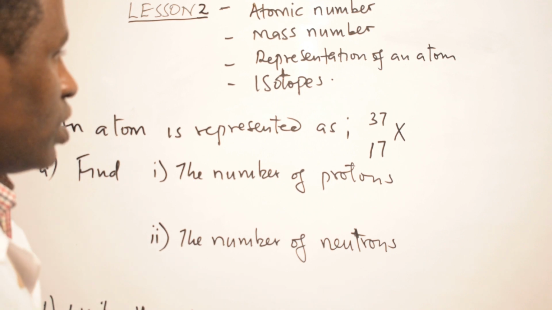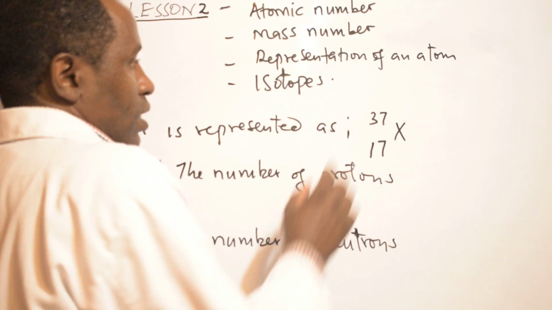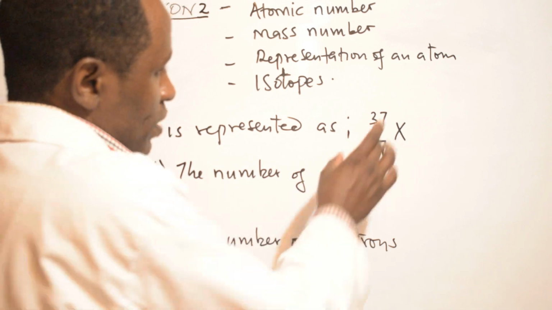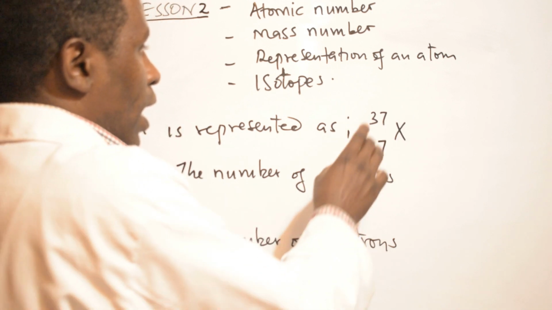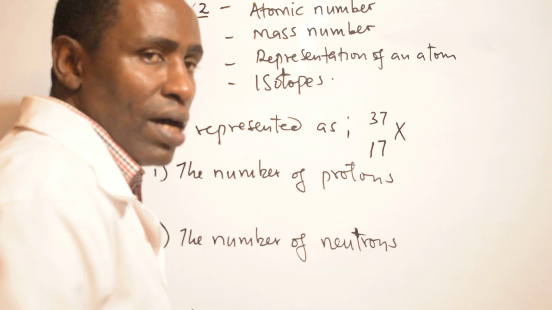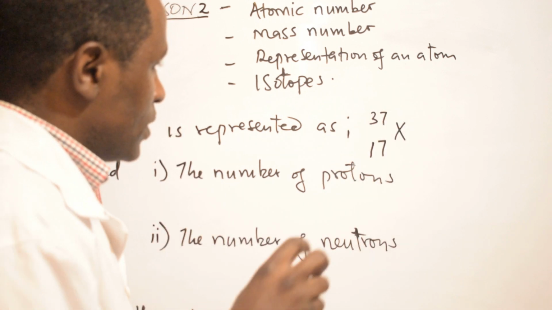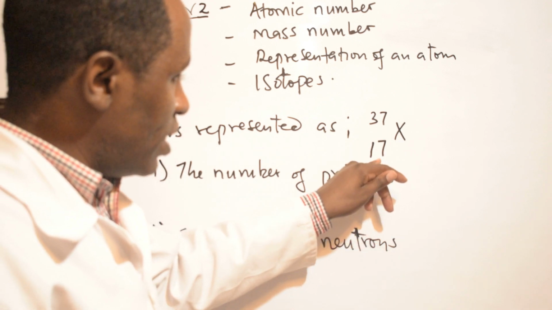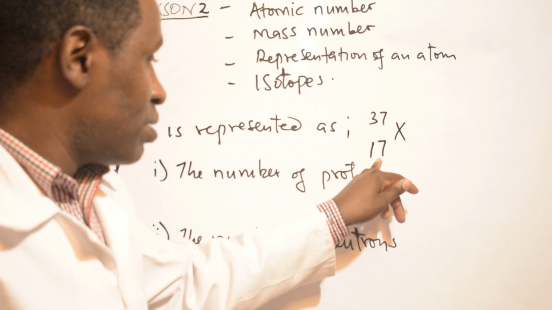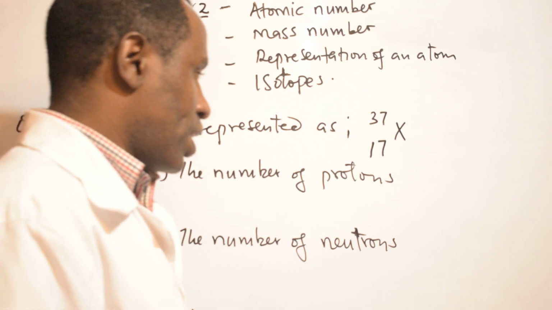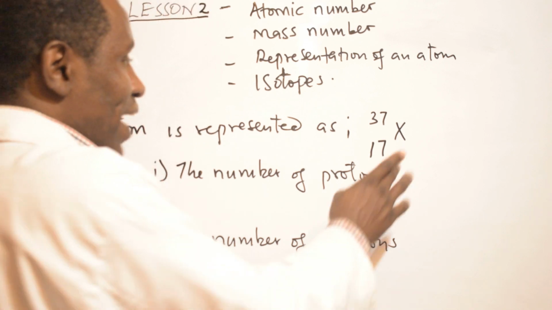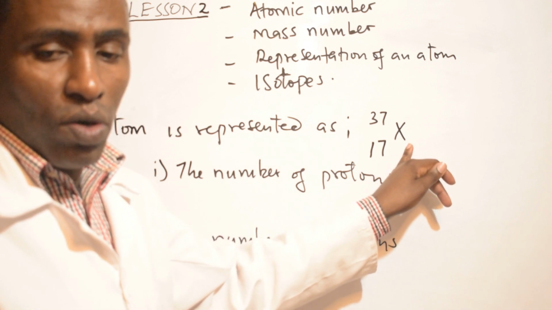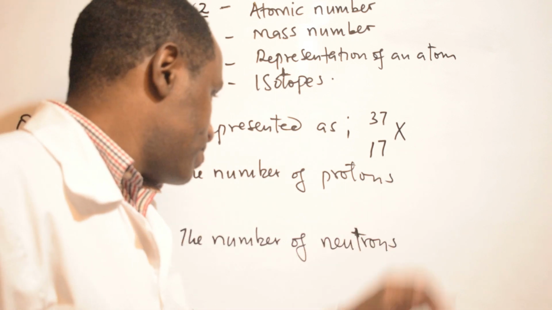From what we just mentioned, the superscript here refers to the mass number. Now, the subscript, which is 17, represents the atomic number, and of course the number of protons. And our X represents the chemical symbol of my element.